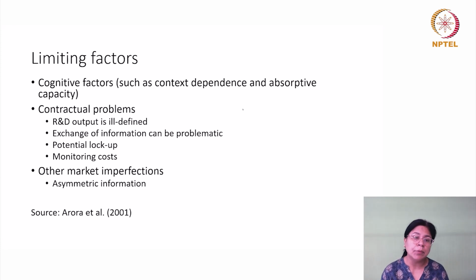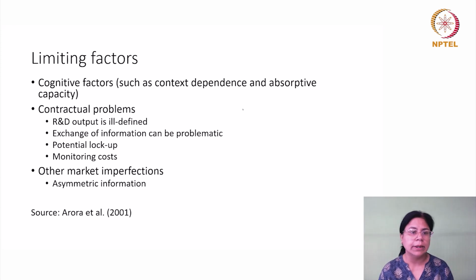Then there can be problems with respect to the contractual agreements. So if the output is finally not defined, if the exchange of information is problematic, then monitoring costs are associated, and there is potential lock-in. Say for example, you have purchased this particular way of purifying water which is based on maybe bronze, whereas within a few months you realize that other companies are using copper. Because you got into a contract with this particular company and you are using their technology, you get locked in and suddenly a better technology has come up. So there are contractual problems which we can get into.